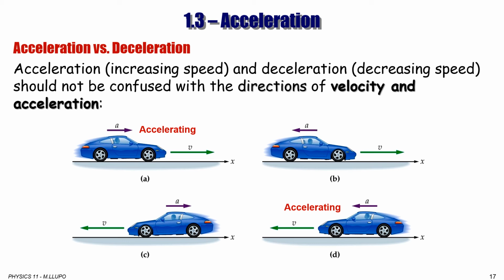Now take a look at diagrams B and C. Whether it is positive or negative doesn't really matter. What matters is that they are opposite of each other. So if acceleration is negative and velocity is positive, that will make the car slow down, or the other way around. If the velocity is negative and acceleration is positive, it's going to slow down anyway.